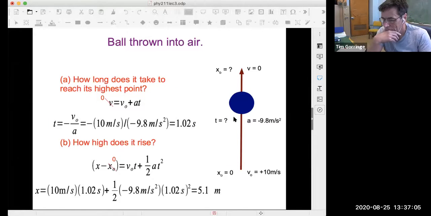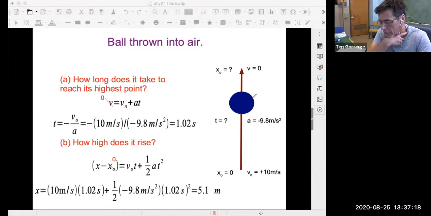Okay, so again, the way I would solve these problems is to make a drawing, a sketch of what's going on. I did this over here on the right-hand side. Here's the ball rising into the air from where it's released to its highest point. And I added to the sketch all the things I know.